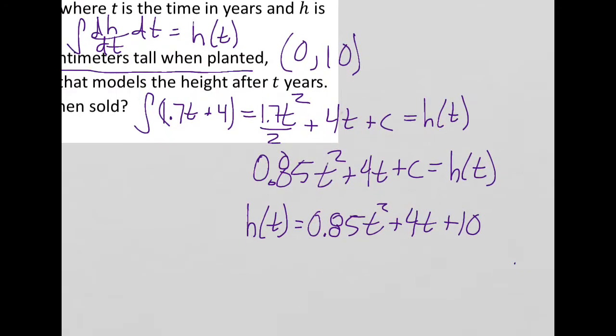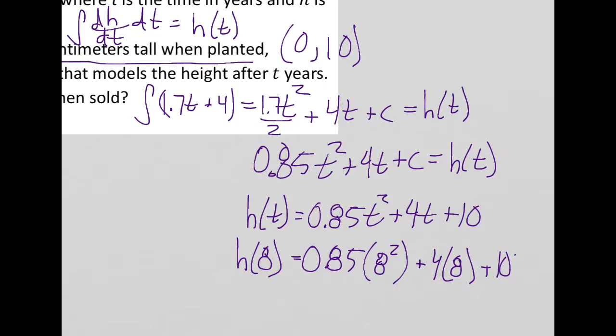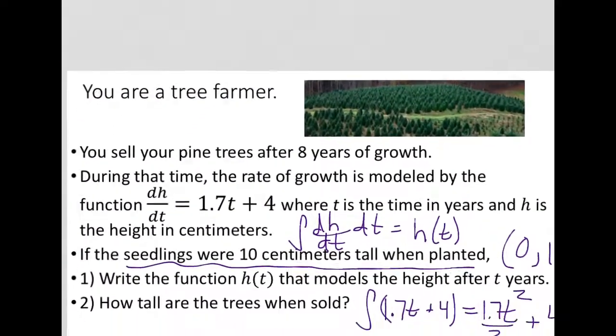And now if we want to know how tall they are when they're sold after 8 years, just plug in that value, 8 for t. We'll get 0.85 times 8 squared plus 4 times 8 plus 10. And when you simplify all of that, you should find that the height after 8 years is 96.4 centimeters. Which is maybe a little unrealistic, but, you know, the math checks out, and that's all I'm interested in.